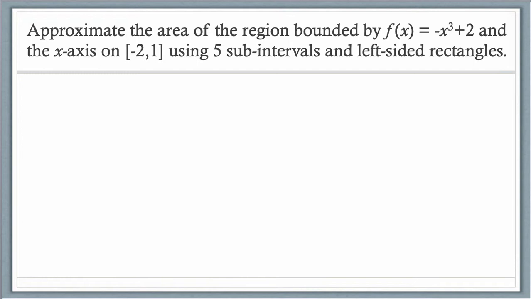Okay, so here I want to approximate the area of the region bounded by f of x equals negative x cubed plus 2 and the x-axis, so I'm bounded above the x-axis. On the closed interval from -2 to 1, I'm going to use 5 subintervals and left-sided rectangles.